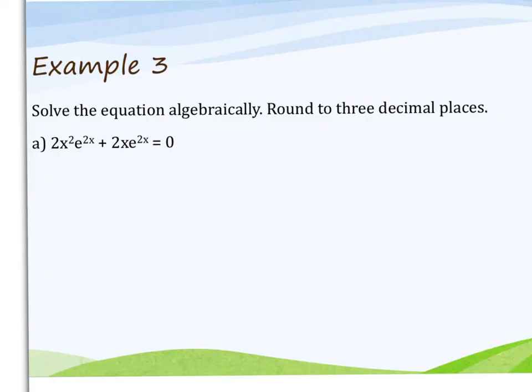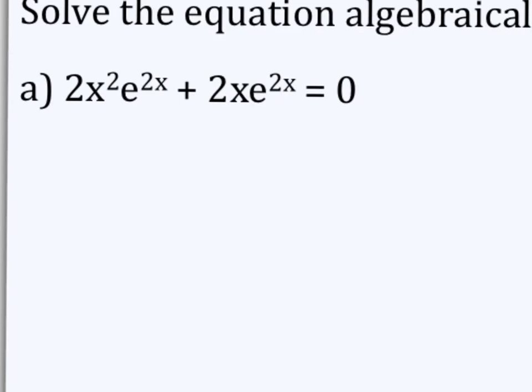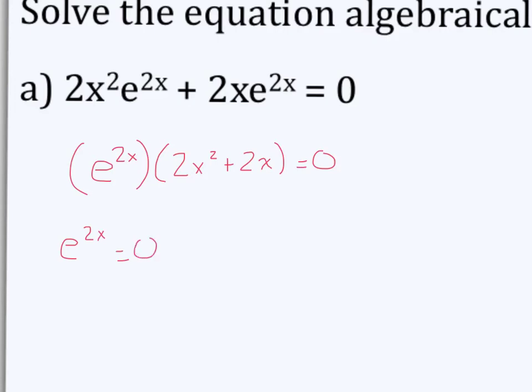Alright, so here's our last example. We want to solve the equation algebraically and round to 3 place values. So when solving this one, I want to go ahead and factor out the e to the power of 2x. And then I'm left with 2x squared plus 2x equals 0. Now I have binomials that I can set equal to 0, and I also have this term by itself. So I have e to the power of 2x equals 0. That's not possible. E to the power of 2x will never equal 0. So this one's not part of our solution, so I can exclude that.